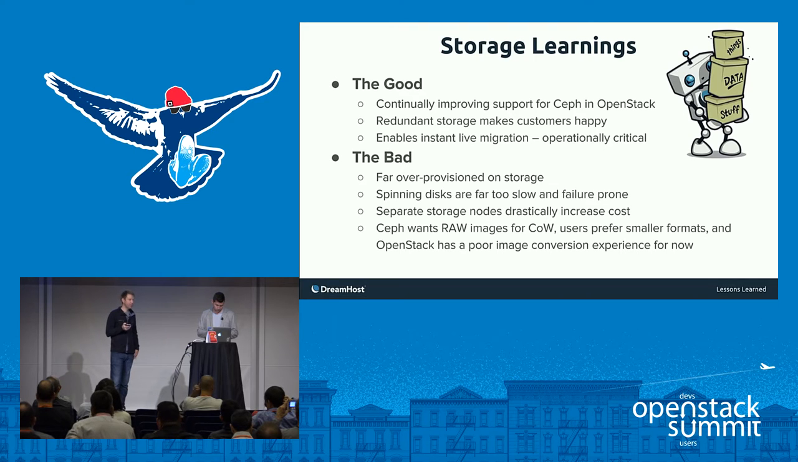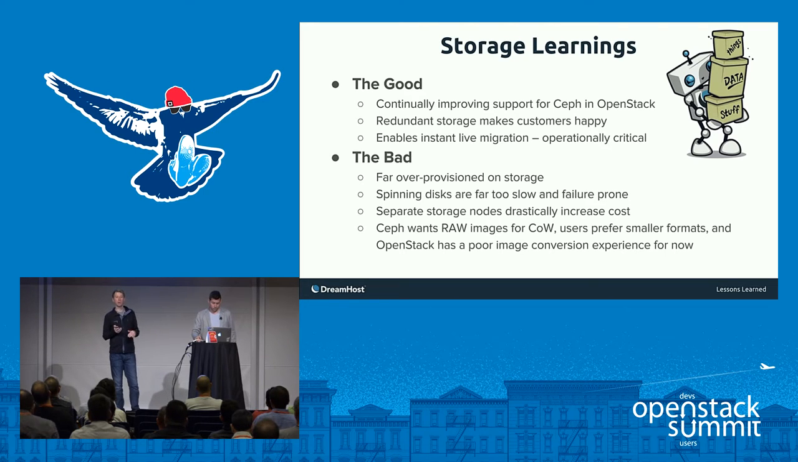As we knew, hardware fails, and having redundant storage and a fast working live migration, having the storage on Ceph on the network, a little bit slower as the trade-off, being able to live migrate and be resilient to data failures was a big win for us and our customers.